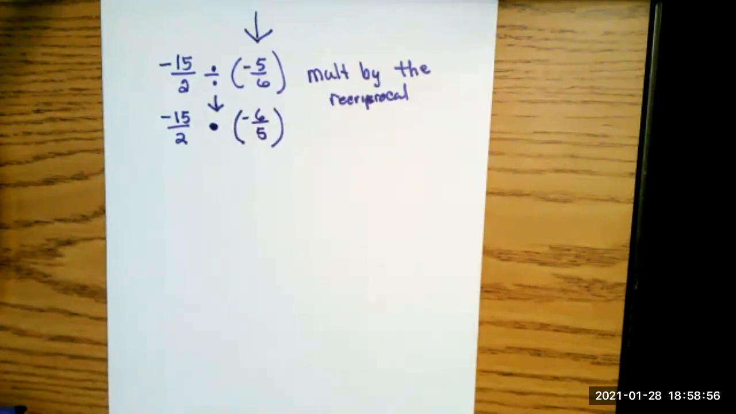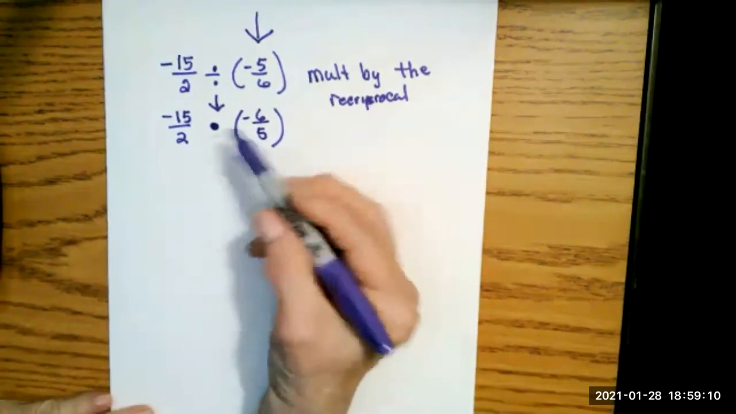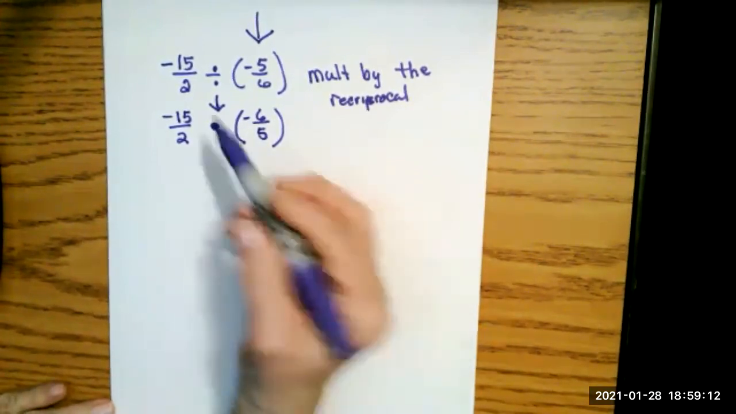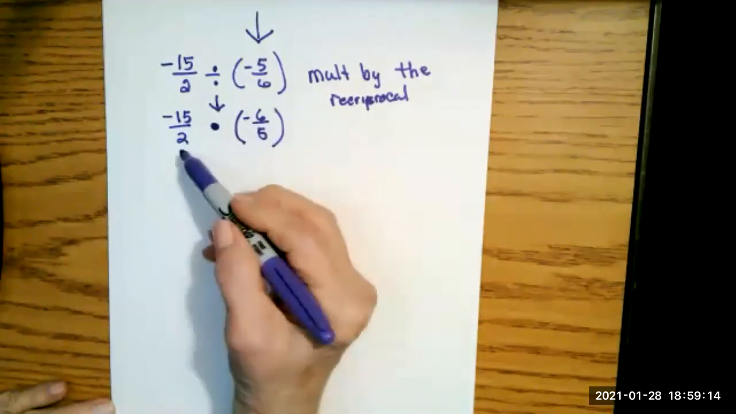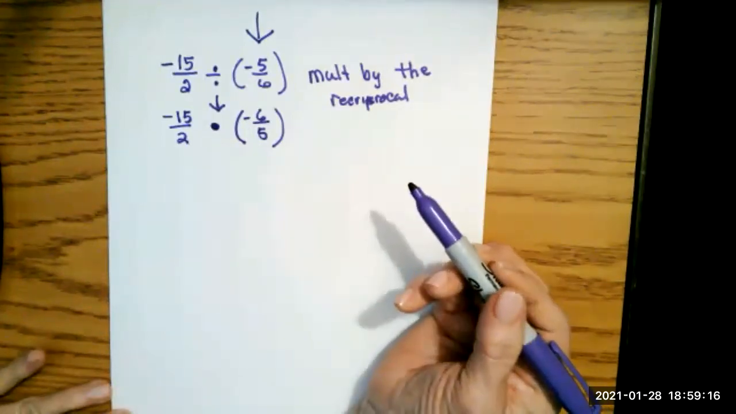Okay? Now then, you can either multiply straight across, 15 times 6 and 2 times 5, or you can do some cancellation if you want to. Those of you that have done this lots of times will choose the cancellation. Those of you that this is kind of new to will probably just multiply 15 times 6 and 2 times 5 and then reduce it.